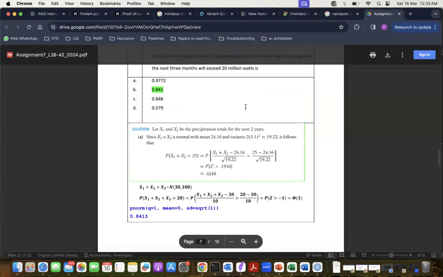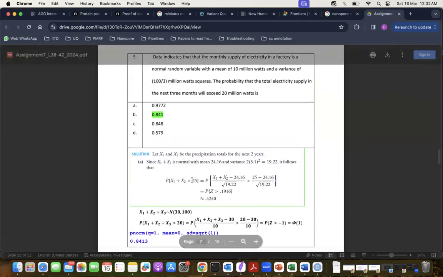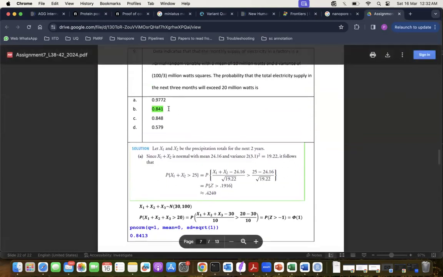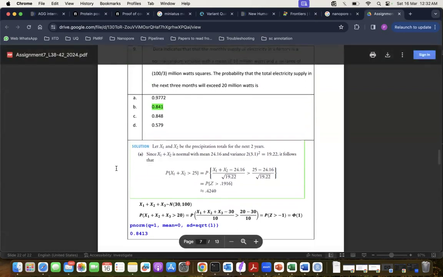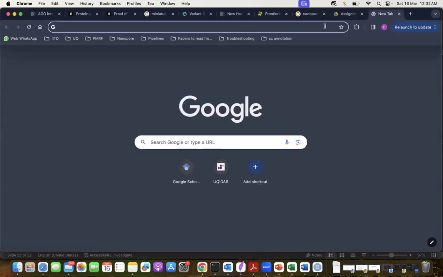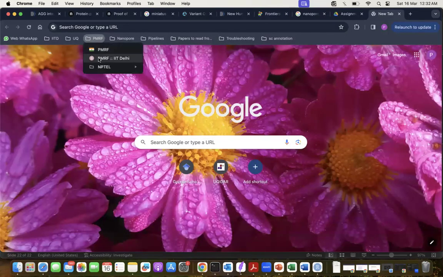The answer is no problem. But the problem is that 0.841 is not the option for assignment 7. Can you go through the assignment question? I've opened this. Can you see the slide? This is the solution. We are having 0.841. We got the answer, but when we go to the assignment, that option is not available.